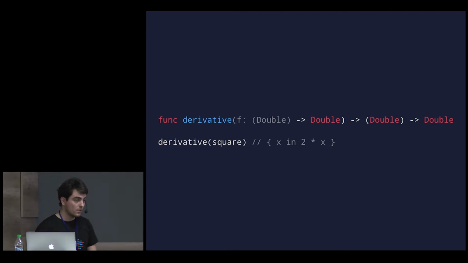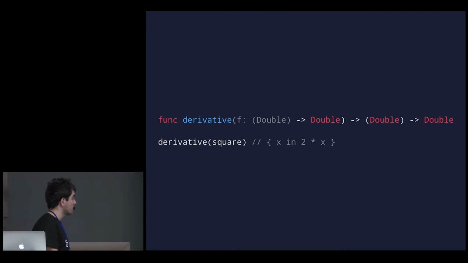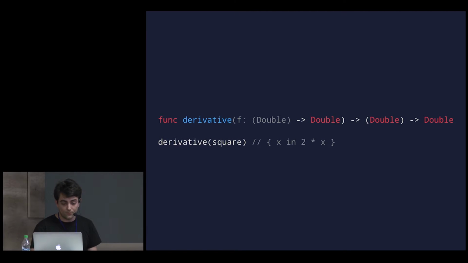And the third property is that we can actually return functions from other functions. So I don't know if you all remember, but the derivative of the square function that we had before will be a function of x that will take an x and return two x. And these are, by the way, called higher order functions.